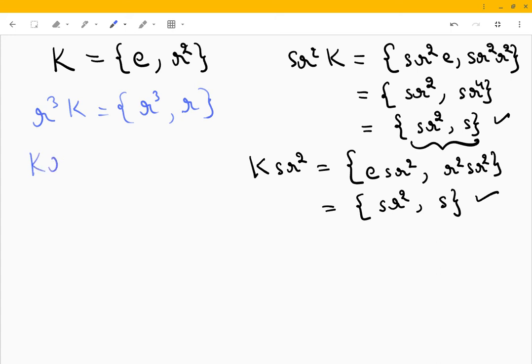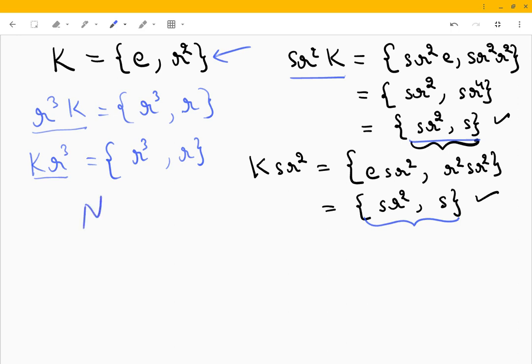And now let's find the right coset for r cube of this subgroup. R cube, and again r5 will again get r. See, the left coset is equal to the right coset. This implies that this subgroup is not just any subgroup. It is a normal subgroup.